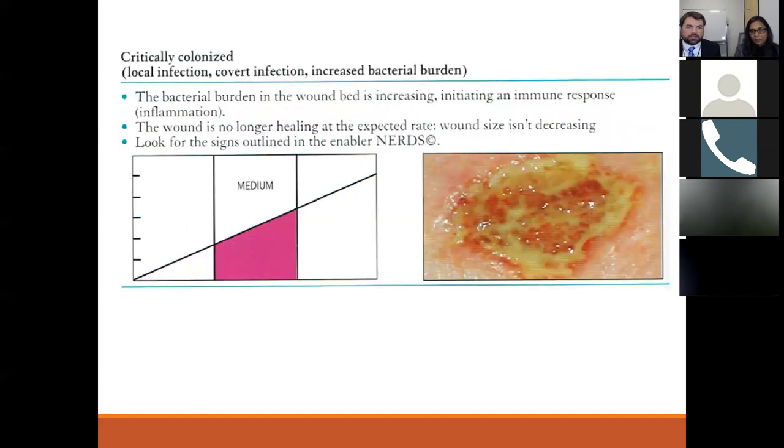And then critically colonized. The bacterial burden in the wound is increasing, initiating an immune response. So you're getting inflammation. It's no longer healing at the expected rate. It may be taking longer than expected. And then there's this acronym NERDS that we're not going to get into, but it's there to help remember what to think about when you think of infections. And that's erythema, redness, some bleeding, these kinds of things.